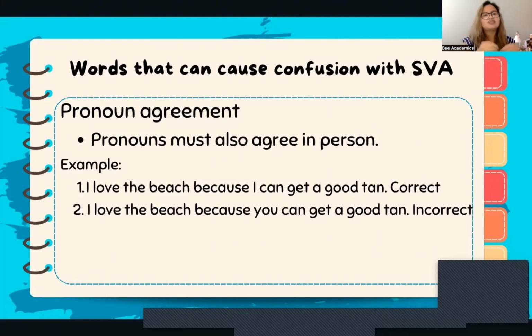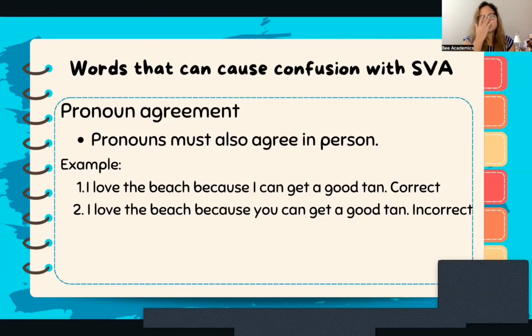There should always be a fluidity in your sentence, okay? The consistency of your sentences. Number two, I love the beach because you can get a good tan. That's incorrect. If you start with the pronoun I and it's you you're talking about, you stick with it. Okay, this is a confusion with SVA or the PVA. These are actually the last one, the pronoun agreement.